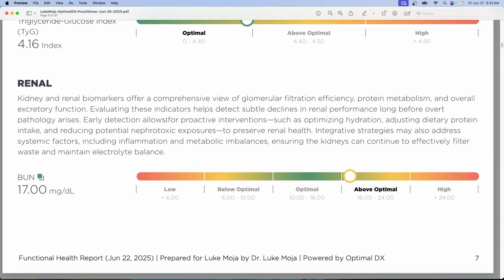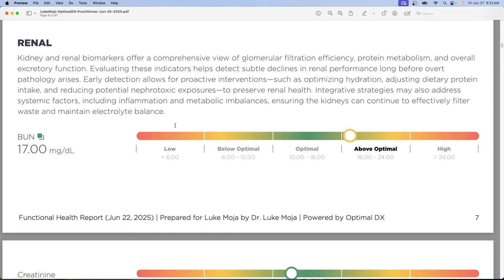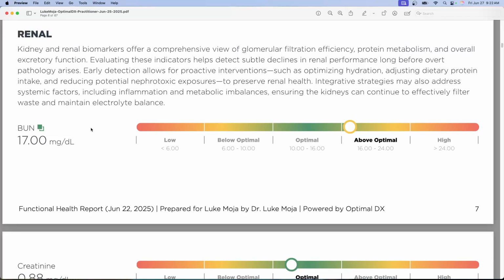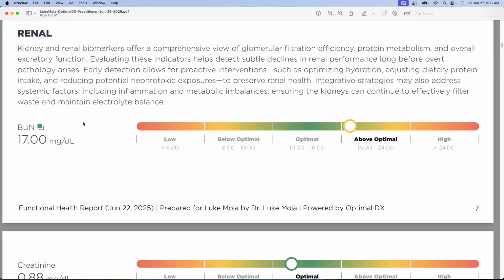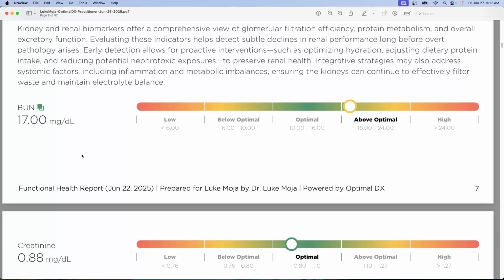So renal, this gives us some ideas of kidney function. The first one here is BUN, blood urea nitrogen. Urea is a waste product in your body that's excreted by the kidneys. So if this number is high, that usually means there's a kidney issue. Dehydration could indicate something like low stomach acid. A high protein diet can also cause some of this, or increased protein breakdown in your body, so increased catabolism there.